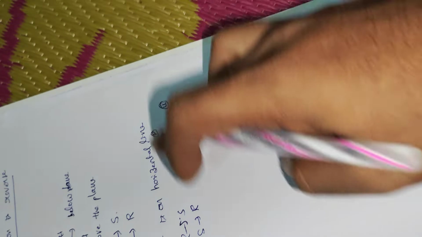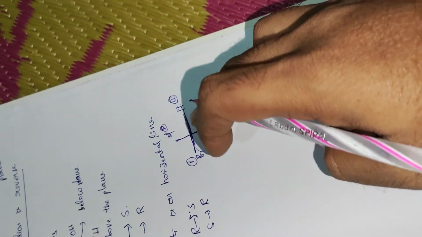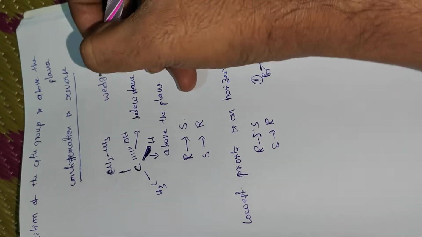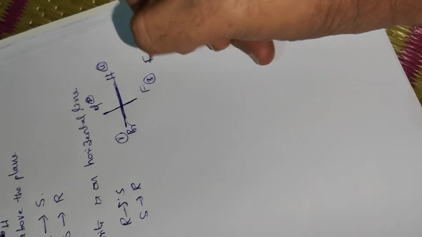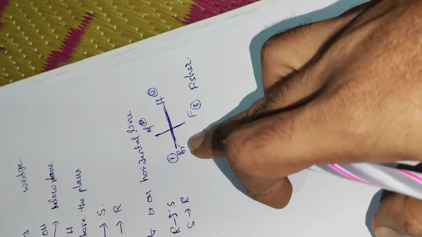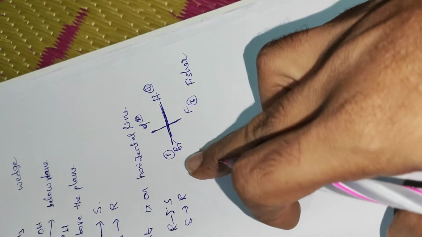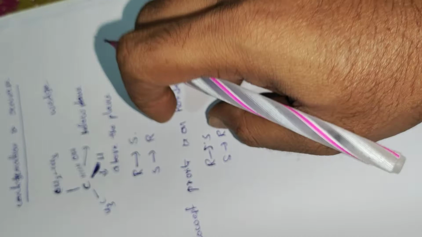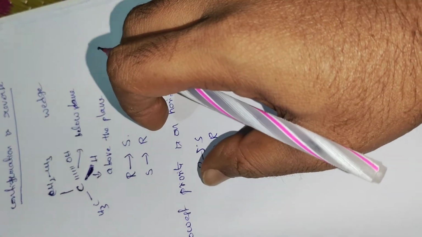This is what we call the Fischer form. This is the Fischer form. This is what we call the wedge form. This is the wedge form. This is what we call the Fischer form. In Fischer form, if the 4th priority group is present in the horizontal line, the configuration will reverse. In wedge form, if the 4th group is above the plane, the configuration is reverse.